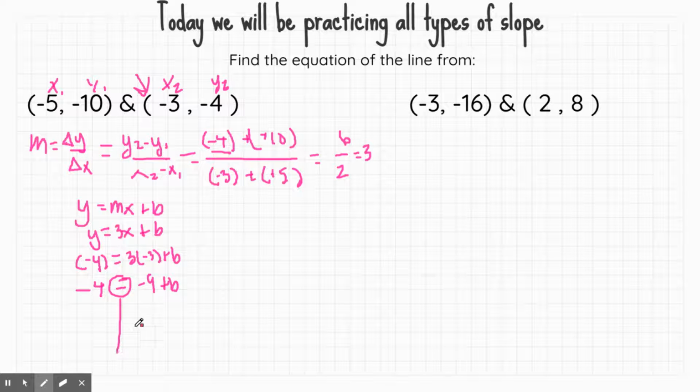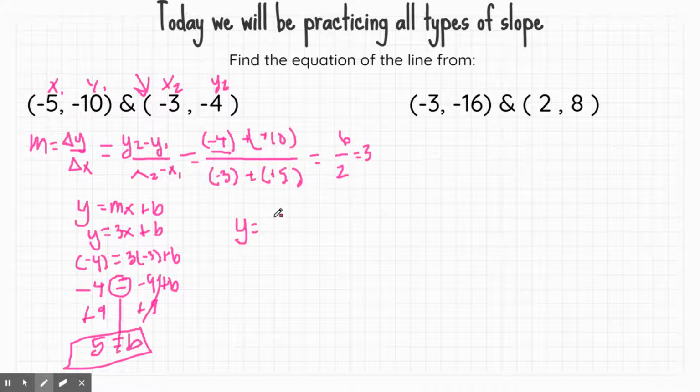Center of my equation is my equal sign. I'm going to add 9 to get b by itself. Anything I do to one side, I have to do to the other. -4 plus 9 is 5. So b is equal to 5. So if I plug that into my equation, the equation for this line from those 2 points is y equals 3x plus 5.